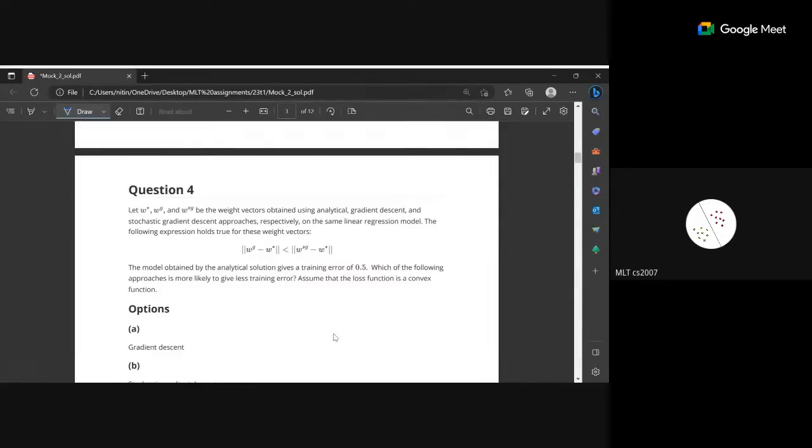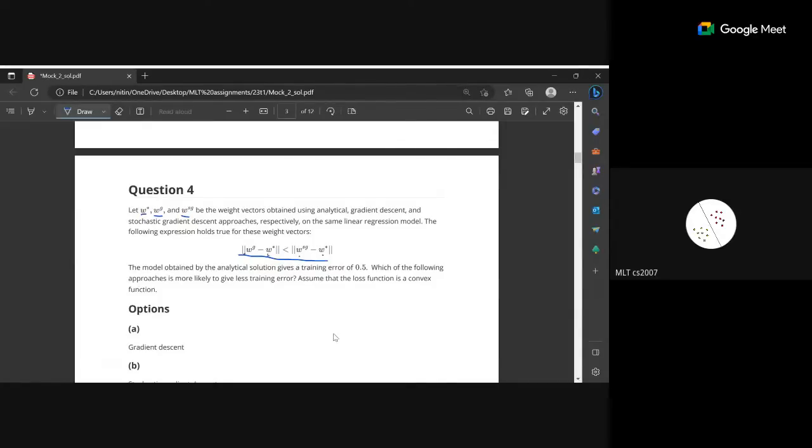So we have applied three techniques on the same data set, and we have got three weight vectors: W star, WG, and WSG. Now this condition has been satisfied by these three vectors. What does this condition say? This is the distance of W star and WG, and this is the distance between W star and WSG. So it says that WG is closer to W star than WSG.